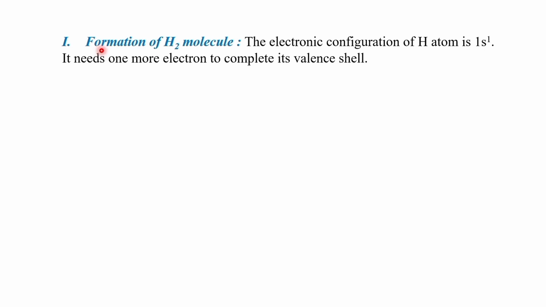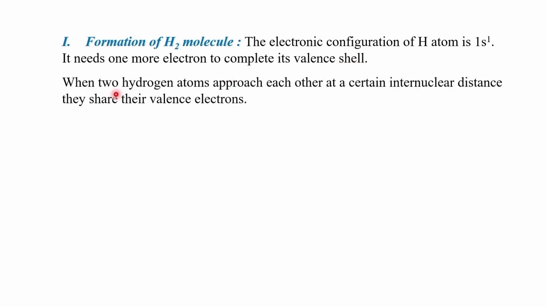First example of covalent bond is the formation of H2 molecule. We know that the atomic number of hydrogen is 1. The electronic configuration of hydrogen is 1s1. Hydrogen needs one more electron to complete its valency shell, means doublet. When two hydrogen atoms come closer to each other at a certain internuclear distance, they share their valency electrons. Look at here, the two hydrogen atoms contain one unpaired electron in their valency shell, means outermost shell.